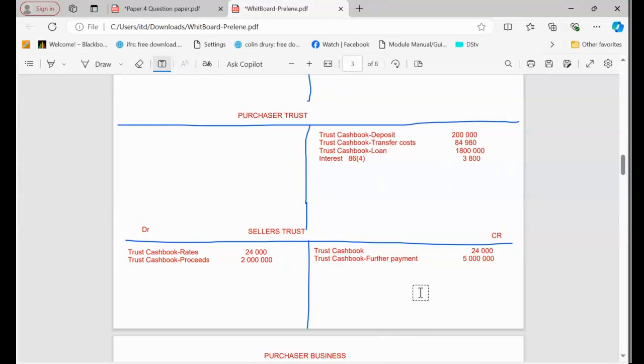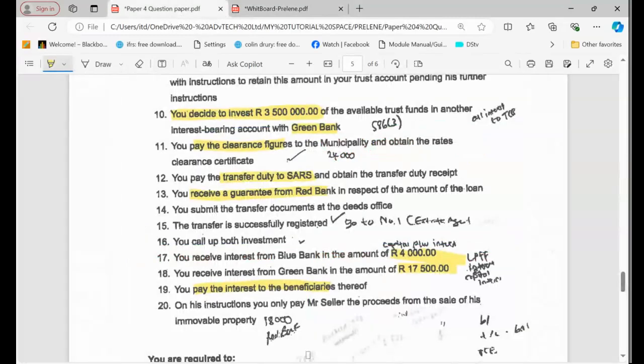Usually we pay whatever is on there. The difference for the whole account was supposed to be paid. Usually. But here, special instruction, only pay me 2 million. I paid you 2 million only. Okay. No problem. Does that make sense?